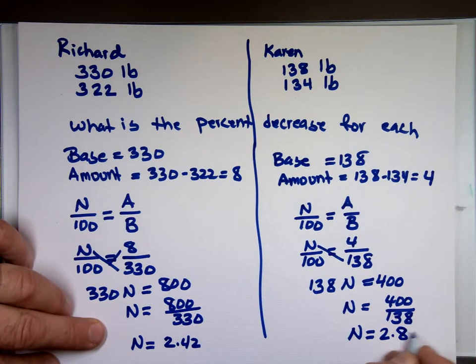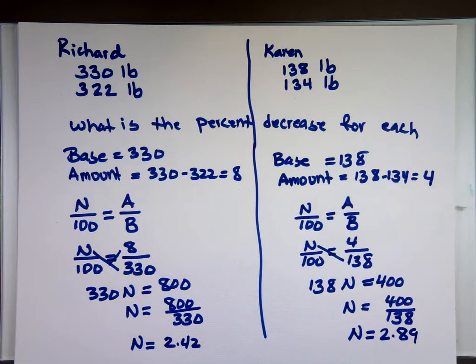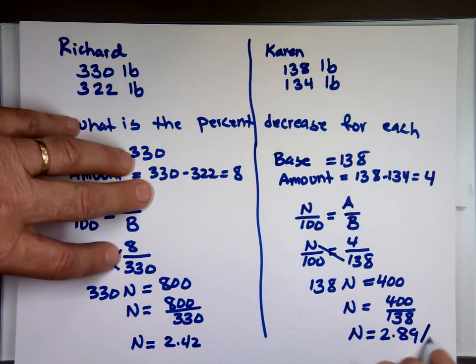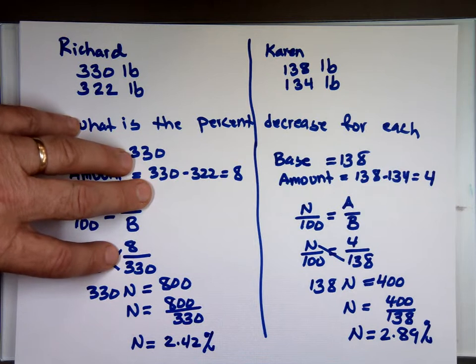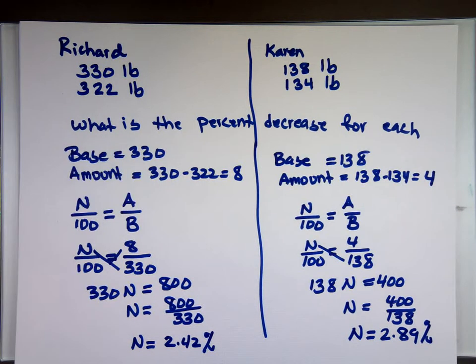So who's the winner? Karen won. She lost more weight than Rick, percentage-wise. She lost 2.89%. He lost 2.42%. Rick, you're going home. That's how we calculate the percent increase, percent decrease.